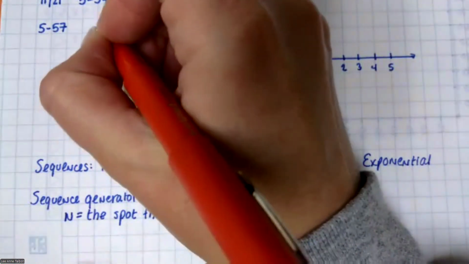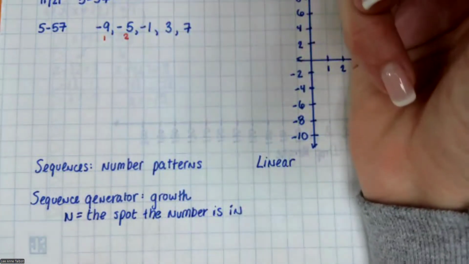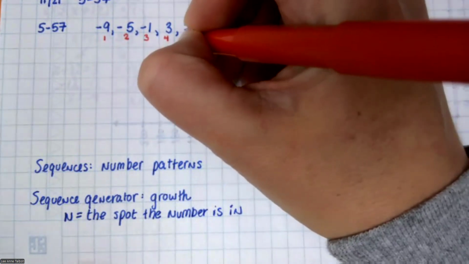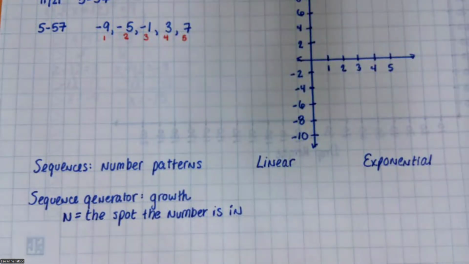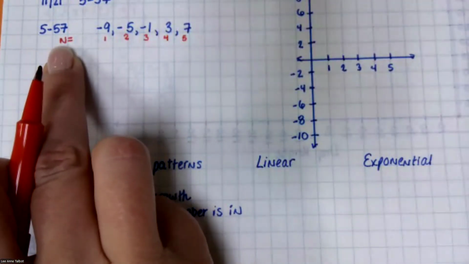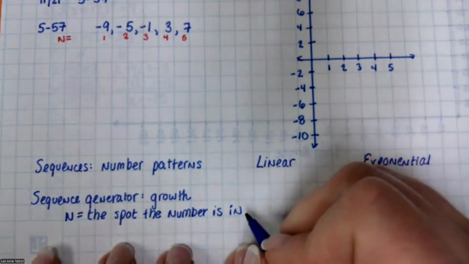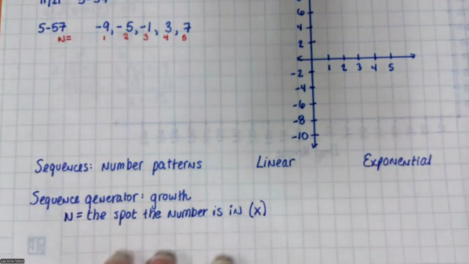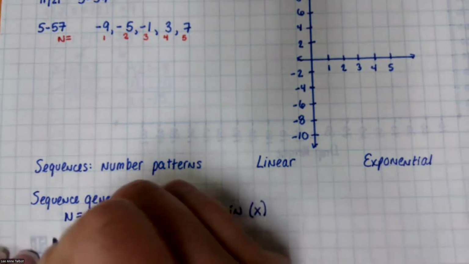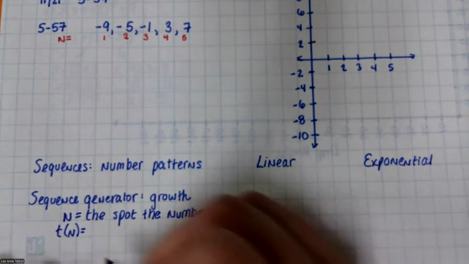This is -9 is in spot 1. -5 is in spot 2. -1 is in spot 3. 3 is in spot 4. And 7 is in spot 5. And so N for us is going to be X, basically. And you can put a little X right there. Okay. The next symbol that you need to know is T of N.